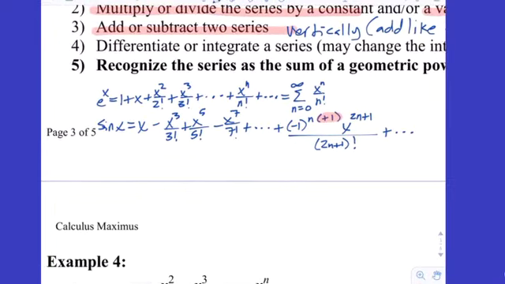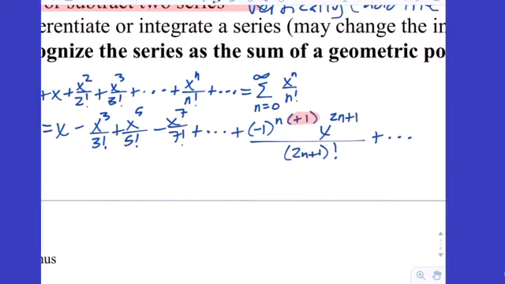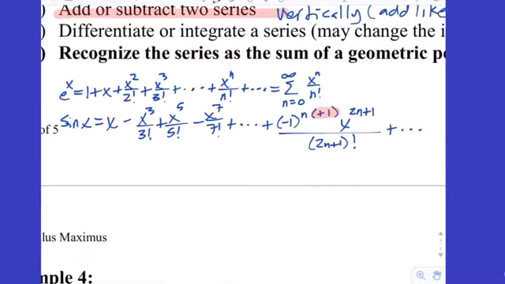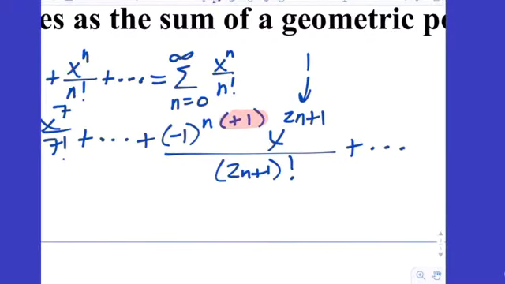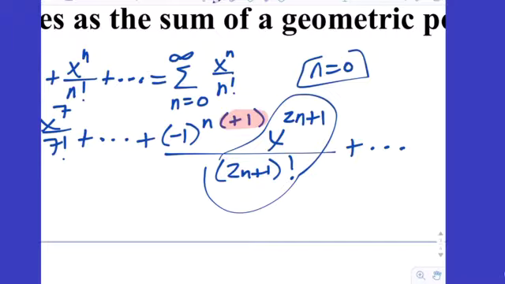Now I just need to make sure that when I plug in the right value of n to get the first term, the sign matches up. So in order to get x to the first, I have to plug in a what for n first? I want my first term to be x, so I need to plug in, if I plugged in a 1 for n, I would get x cubed, right? So I do have to start with n equals 0. So that's going to make this stuff match up with the first term.